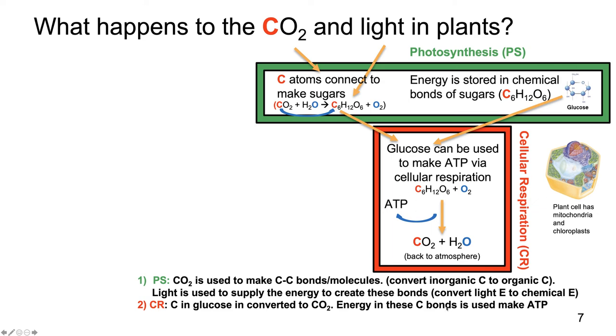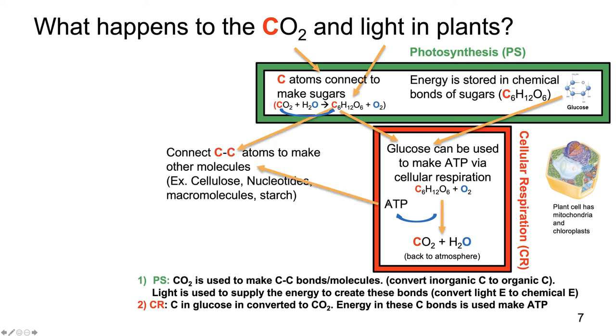And so the energy in the carbon bonds is used to make ATP, and that ATP in turn can be used for other important chemical reactions. And one of those important chemical reactions, among many that ATP is used for, is this third process that I want to talk about, which is connecting carbon to carbon atoms to make other important carbon-based molecules that make up plants.